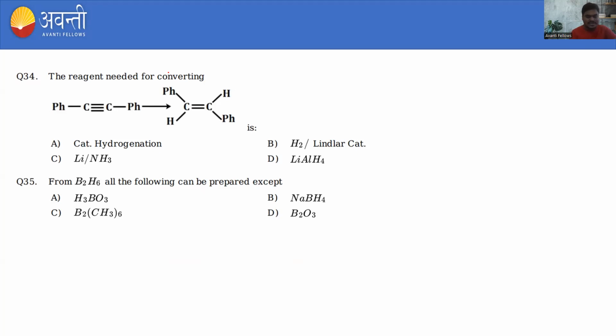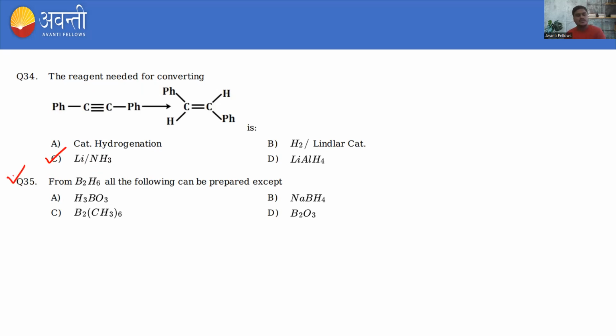We already studied this in GOC, right? Whenever catalytic hydrogenation takes place, the Lindlar catalyst gives syn addition with alkynes, and we can observe that here as well. So what is the correct option? That is Li and NH3. The reagent needed for this conversion is lithium and ammonia, isn't it? This will give anti addition. So Lindlar catalyst always gives syn addition, and Li and NH3 gives anti addition. Remember, lithium and NH3 is the correct one.